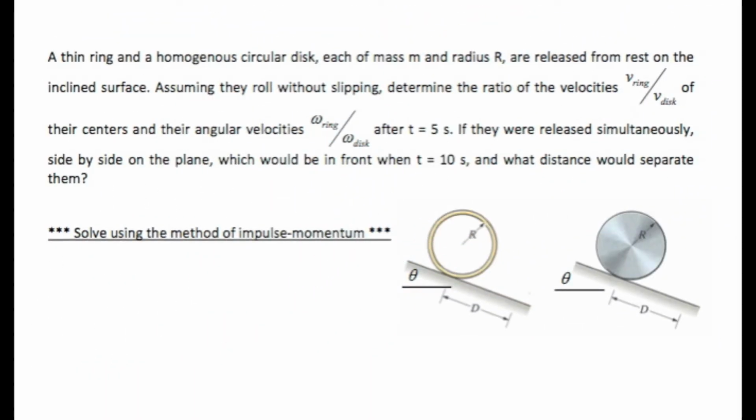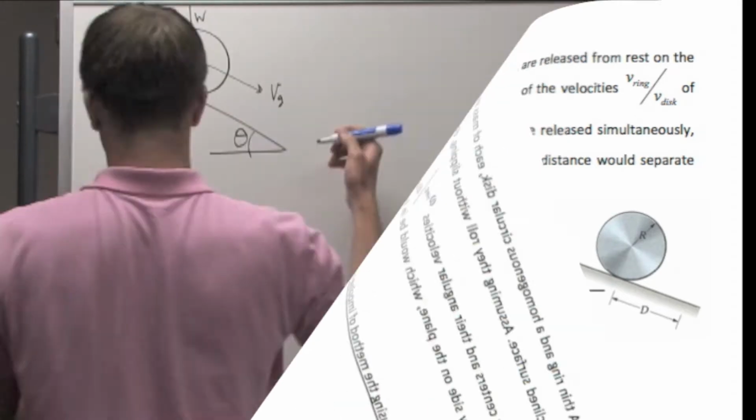A thin ring and a homogeneous circular disk, each of mass m and radius r, are released from rest on the inclined surface. Assuming they roll without slipping, determine the ratio of the velocities of their centers and their angular velocities after t equals 5 seconds. If they were released simultaneously side by side on the plane, which would be in front when t equals 10 seconds, and what distance would separate them?